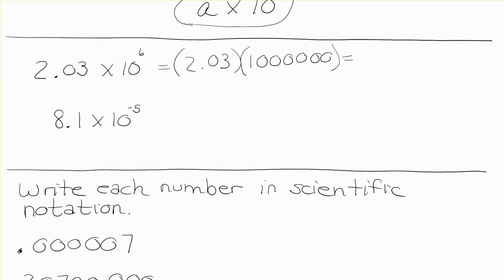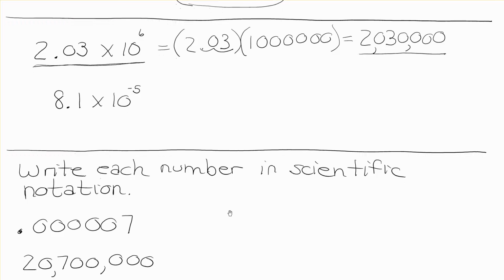So this is just 2, 0, 3. That's 1. Two places I've moved it to the right. I now need to move it 4 more places, so I'll add 4 zeros to the end. So we come up with a standard number of 2,030,000. So this is 2,030,000 in scientific notation, and this is in standard decimal form. So let's go ahead and apply the same thought process to the next example.